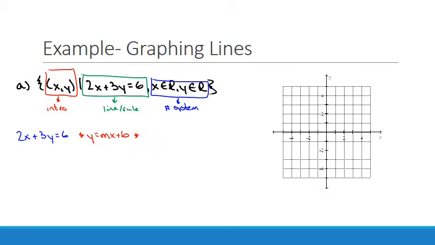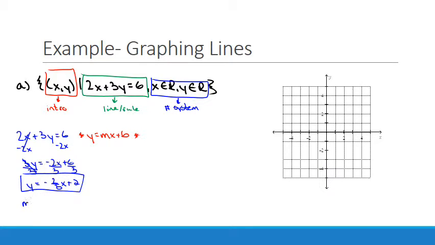Okay, so I got to isolate that y. So the first thing I'm going to do is move that 2x over. The way you move something to the opposite side of an equation is by performing the opposite operation. So 3y equals negative 2x plus 6. And I want y by itself, so I have to divide by 3. And I'll clean this up, y equals negative 2 over 3x plus 2. So now it's in slope-intercept form.